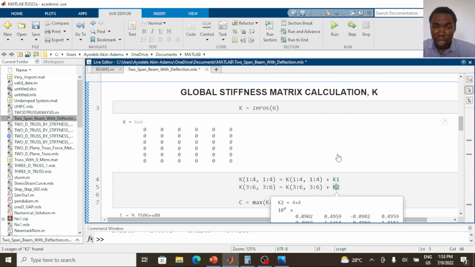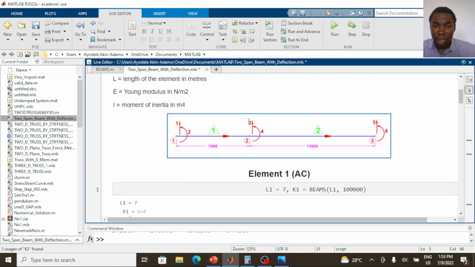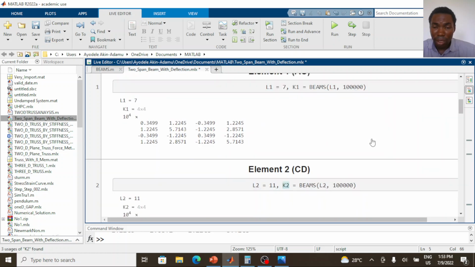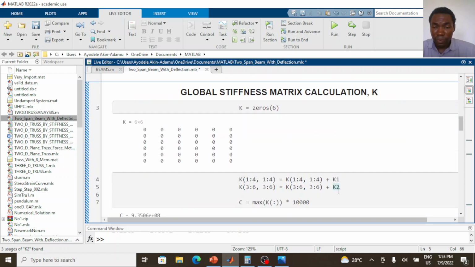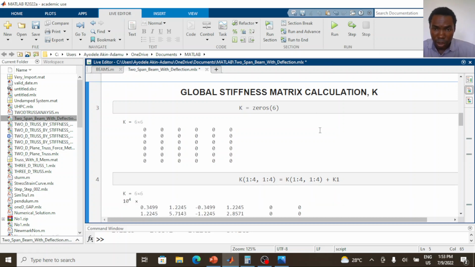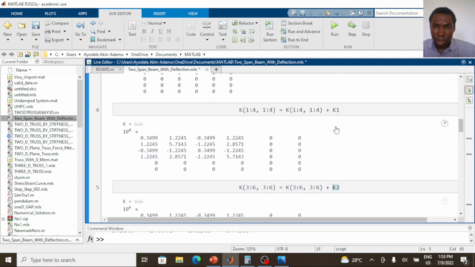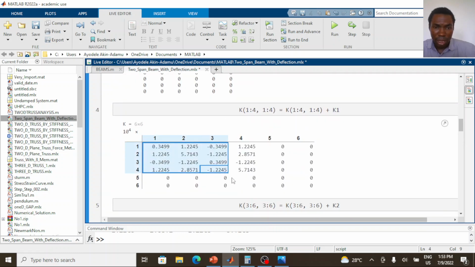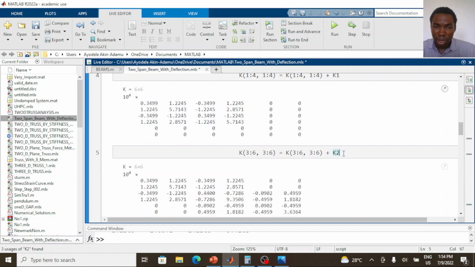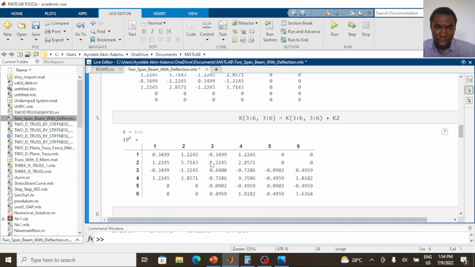It's the same thing for K2. For K2, the degree of freedom numbering is 3, 4, 5, 6. The degrees of freedom of element 2 are 3, 4, 5, 6. So that's why it is 3:6 for K2. This 3:6 means 3, 4, 5, 6. So you write this on the left-hand side, you write this on the right-hand side, and you add K2 to it. If you run it, you see K1 added to the zero matrix at positions 1 to 4. If you run this one, K2 is added at this position here. So this is the global stiffness matrix for the problem.